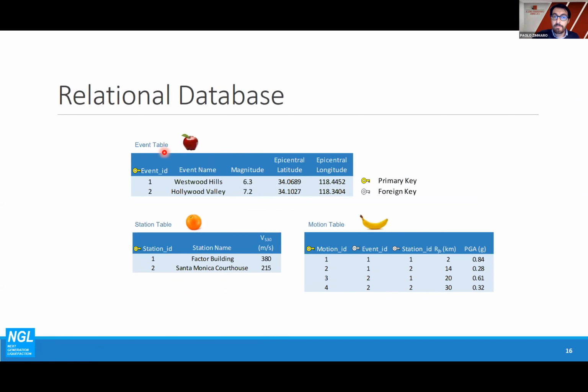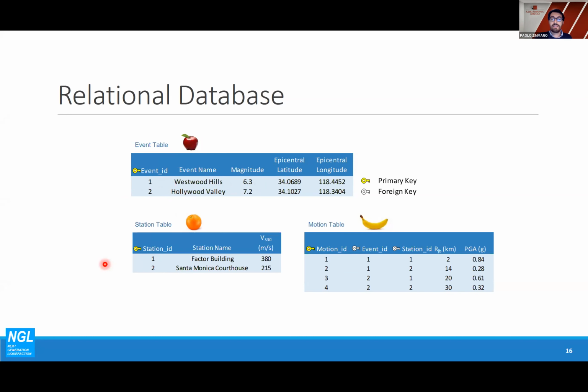The event table, where you have an event ID, which is the primary key in yellow, which is a unique identifier for each record. So the Westwood Hills earthquake is event ID number 1. There's not going to be any other event ID number 1 in this table. And then the Hollywood Valley is event ID number 2. So that's the unique identifier. And each of these records will have their own magnitude, latitude, longitude, and so forth.